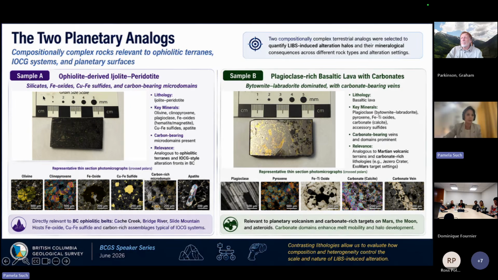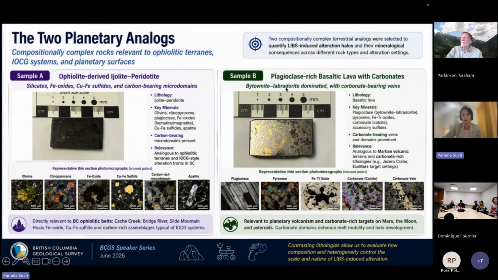So we chose a sample that was an ophiolite-derived peridotite, relevant for terrains of IOCG-style deposits, for example in BC, and it is composed of silicates, iron oxides, copper-iron sulfides, and carbon-bearing microdomains. And then we chose another sample that is a plagioclase-rich basaltic lava with secondary carbonates.